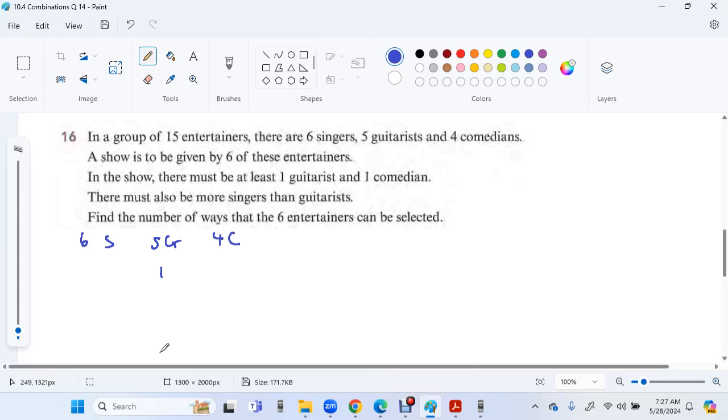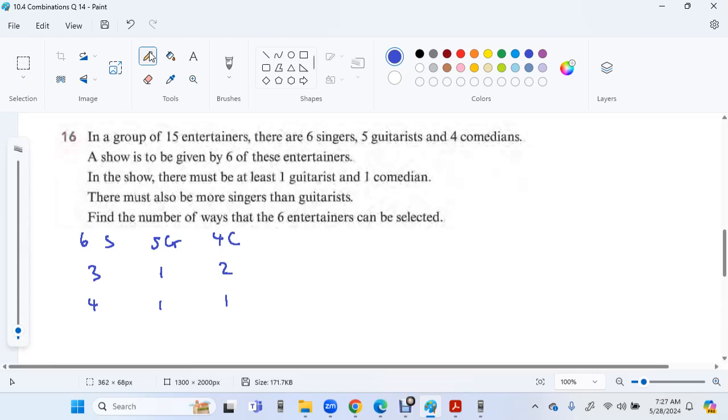Then singer, more singers than guitarists. So 6, then we have 2, 3. And then we have 1, 4. And we have 0, 5. More singers than guitarists, at least 1 guitarist and 1 comedian. So this one cannot. We must have at least 1 guitarist and 1 comedian.